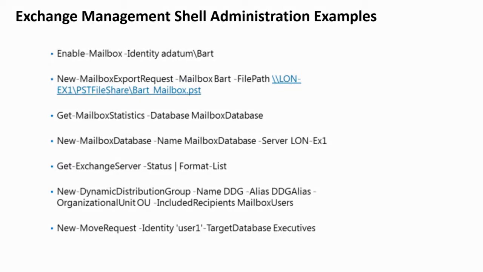For example, here when we use Enable-Mailbox -Identity with the database, mailbox database. This command enables a mailbox for an existing Active Directory user. For example, Bart, this is the username, with the domain and alias combination, by creating a mailbox in the mailbox database named mailbox database. You have here some examples also.